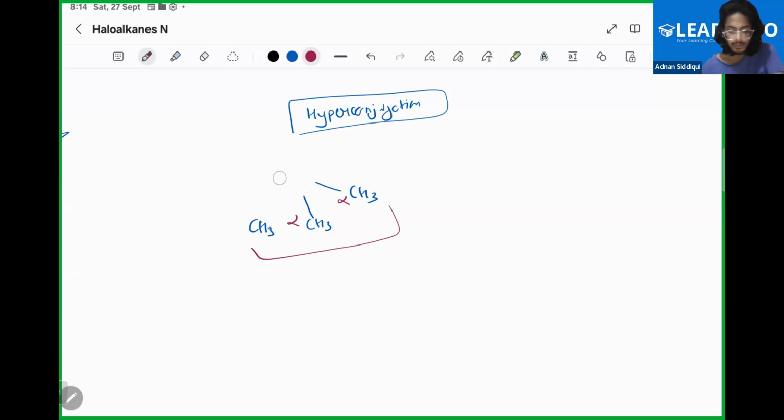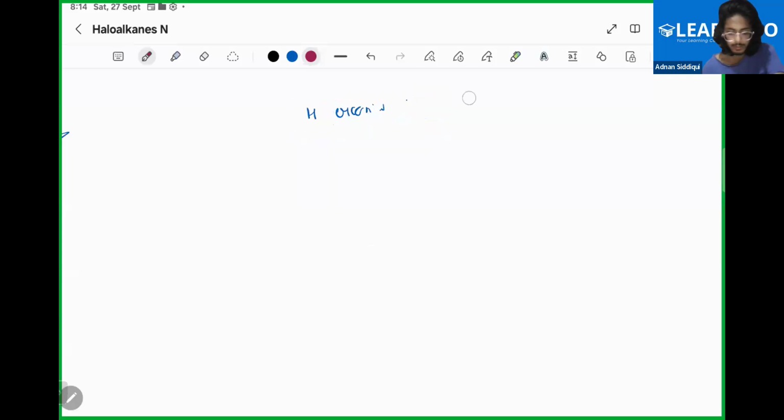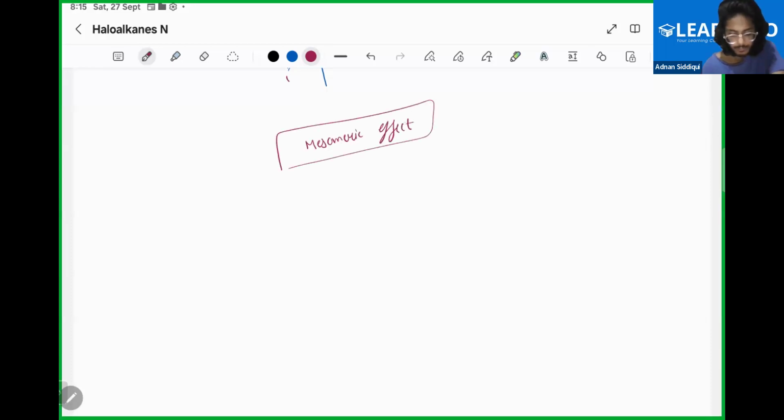So what is the last one? The mesomeric effect. Yes. What is the mesomeric effect? Mesomeric effect is like it delocalizes the electron, like plus M and minus M. Very good.